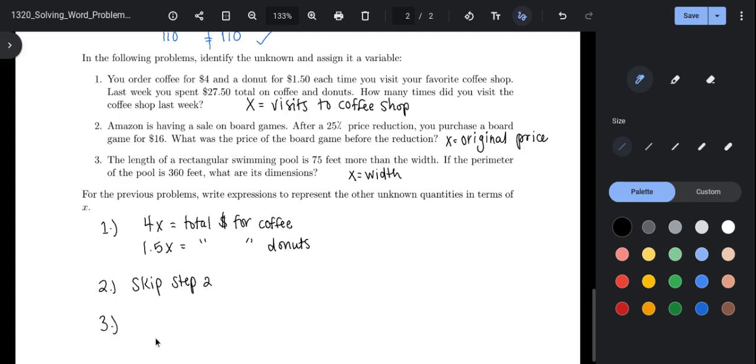And then in the last one, again, we're given that the length of the pool relies on the width, which we said is x. And so since we know that it's 75 feet more than the width, or 75 feet in addition to the width, we can write our length as the expression x, our width, plus 75.